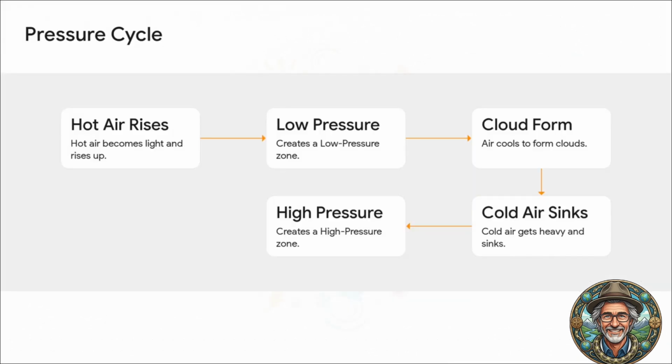So let's see how these two drivers create a perfect mechanical cycle. When the sun heats the air, that air becomes super light and it rises, leaving behind a low pressure zone right near the ground. As that hot air climbs higher into the sky, it cools down and forms clouds. Once that air becomes cool and heavy enough, gravity takes over. It begins to sink right back down to Earth, creating a high-pressure zone that essentially pushes away clouds and leaves us with completely clear, calm weather. It operates just like a continuous, invisible domino effect.